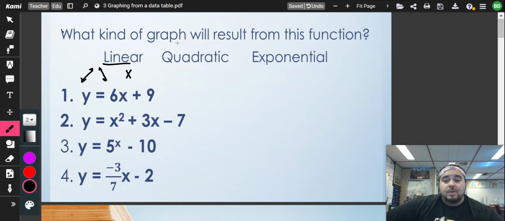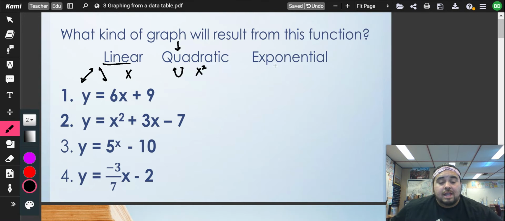Now quadratic, we have our key letter, the u, because that's what the graph looks like. It's a parabola, and so it's going to be a u shape. And what we're looking for to determine if something is quadratic is x squared in the equation.